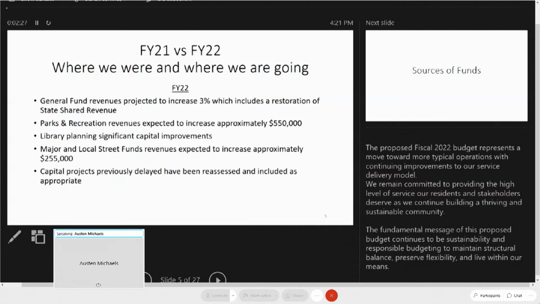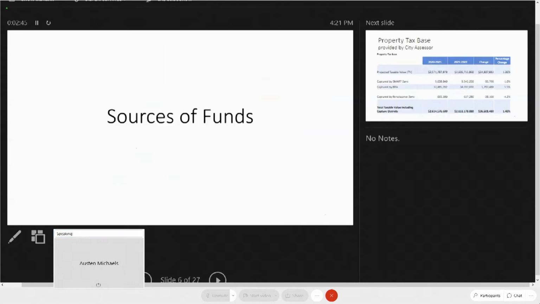Our major and local street funds revenue is anticipated to increase by a modest $250,000. And we've taken a look at our capital projects that we pulled out last year and really done a reassessment on those and then included them in this budget where appropriate. So we'll start by looking at our sources of funds. And the fundamental message of this budget continues to be sustainability and responsible budgeting to maintain structural balance, preserve our flexibility, and to live within our means.